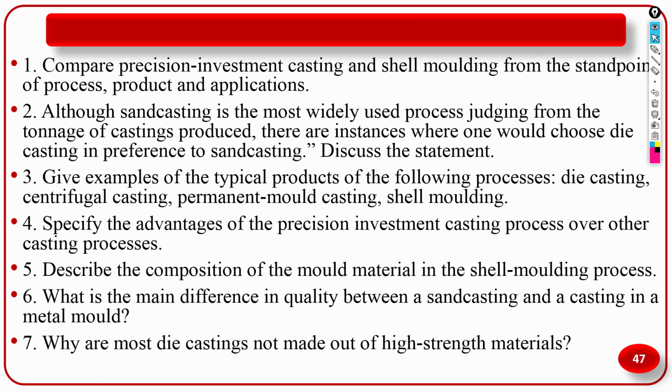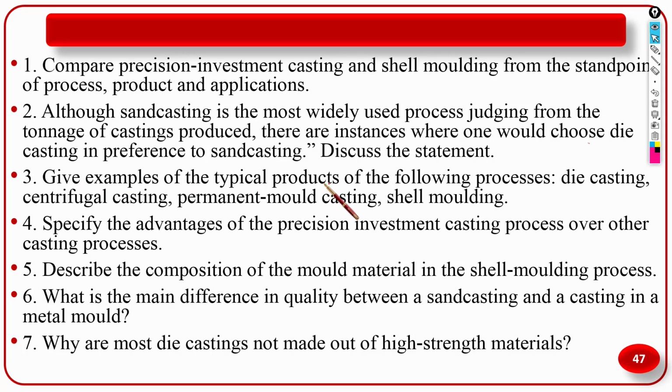So we have almost completed everything, and here are some of the questions which can be asked. These are the questions that will be asked in this way. So these are all the subjective questions, like compare precision investment casting and shell molding from the standpoint of process, the difference in the process, the difference in the applications. So this is how the question will be asked. Although sand casting is the most widely used process, judging from the tonnage of casting produced, there are instances where one would choose die casting in preference to sand casting. Discuss the statement. I told why die casting is preferred over sand casting.